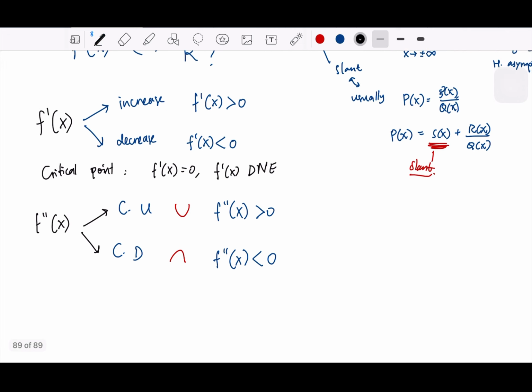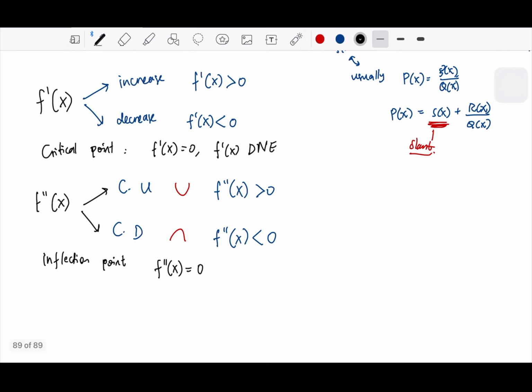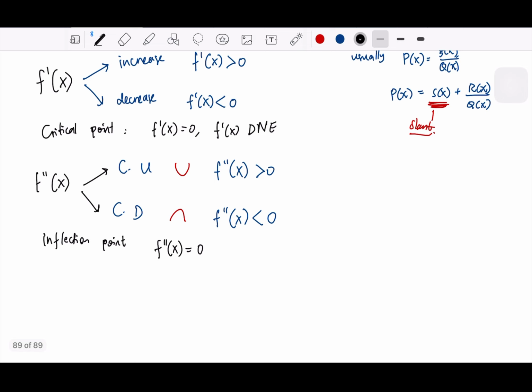And then another term that's important is inflection point. Usually, inflection point is when the second derivative is 0, but not always. We know that inflection point will be when concavity changes, either from upwards to downwards or downwards to upwards.